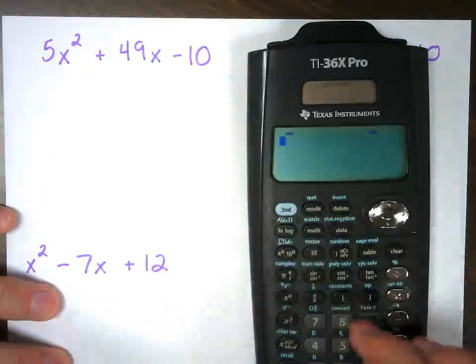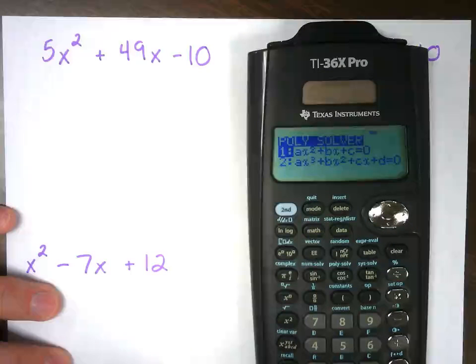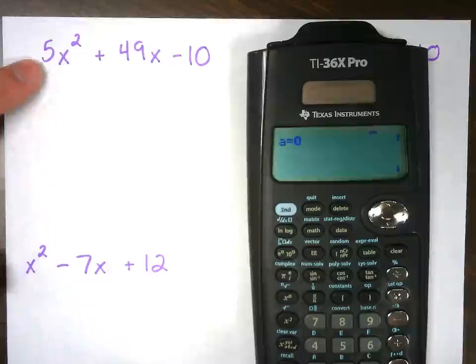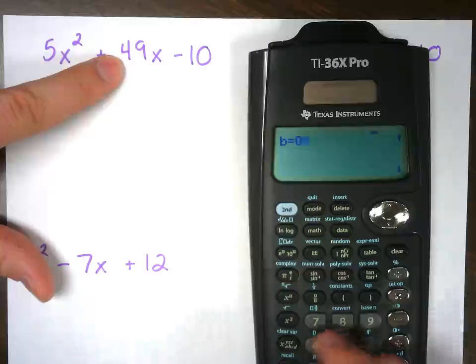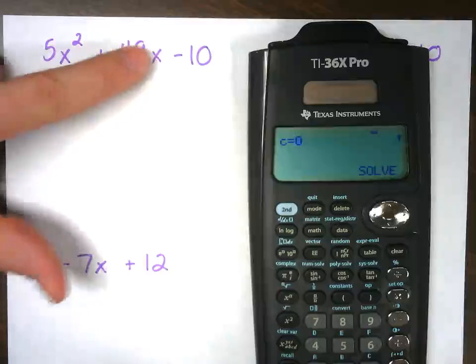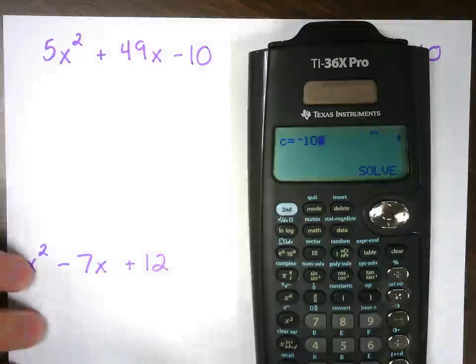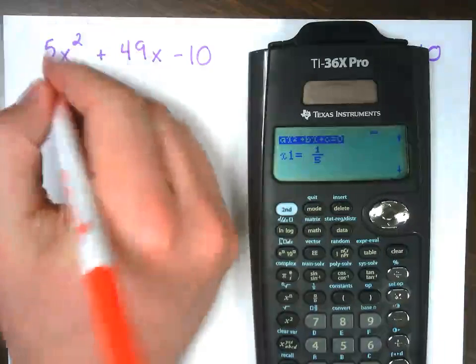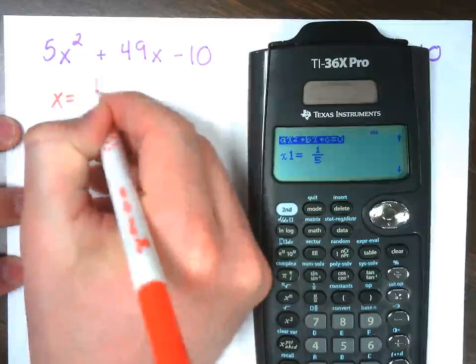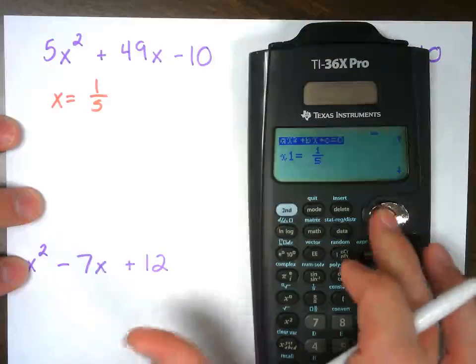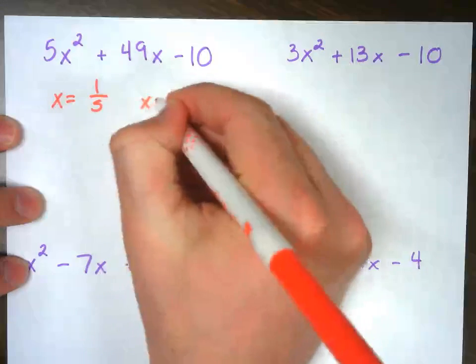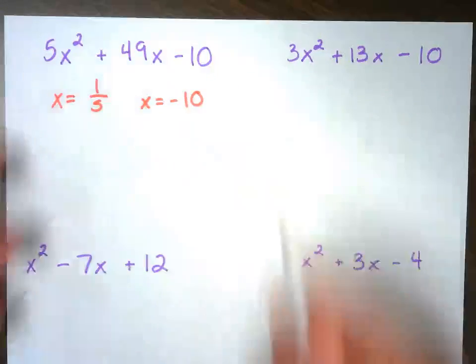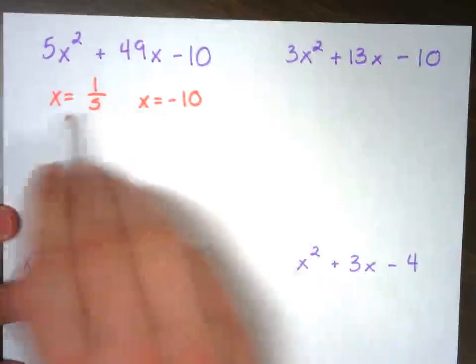So you go to second and then PolySolve. You go to the first option and you put in your A, B, and C. Your A here is 5, your B here is 49, and your C here is -10. You press enter twice and it tells you x equals 1 over 5 and x equals -10. Now we have our solutions.